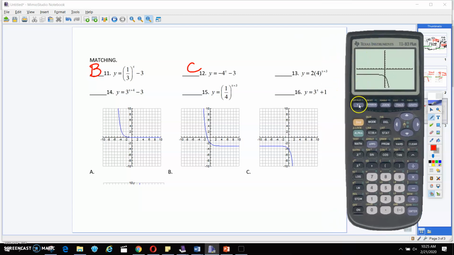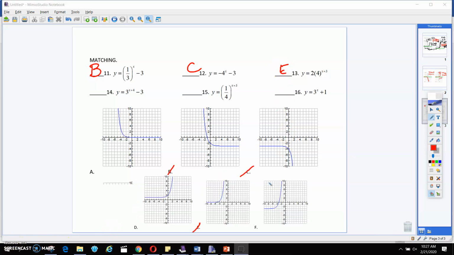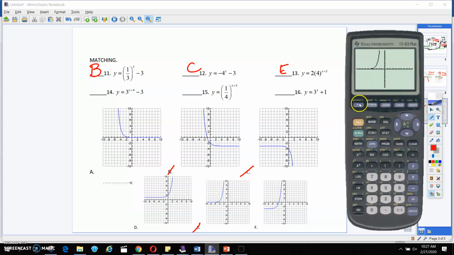On number 13, we're going to type that into our calculator. You want to make sure that you use your parentheses. When you hit graph, you're going to pull up this graph. Well, this doesn't look like A, right? But does it look like any of the graphs down at the bottom of your page? Which one? E. Yes, Trace. Okay, so let's look at 13 again. So if you put it in like this, I'm going to get this graph, which the only graph that it looks like is E.